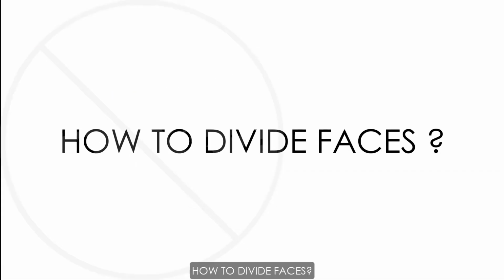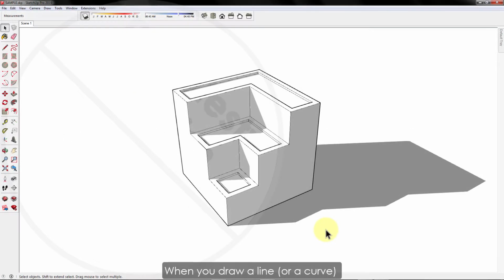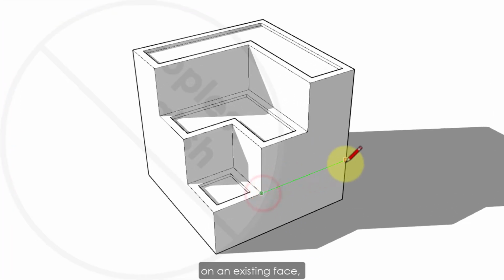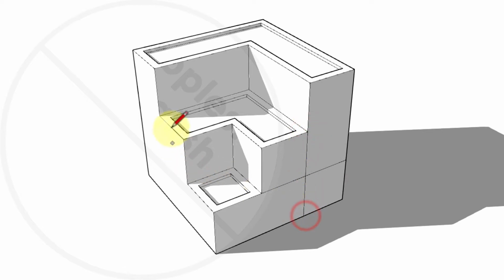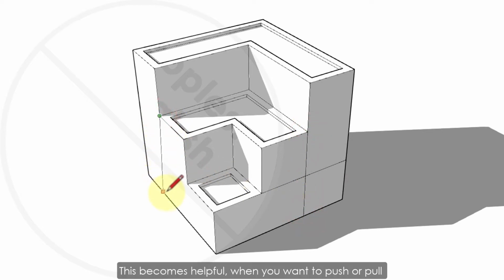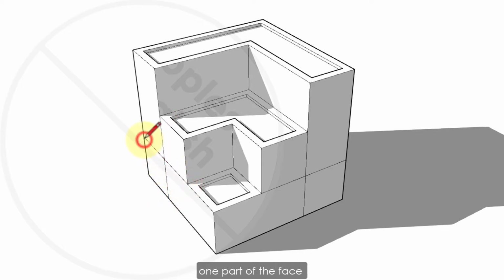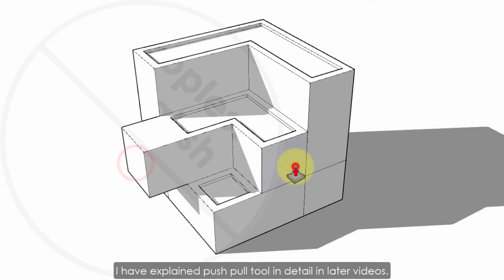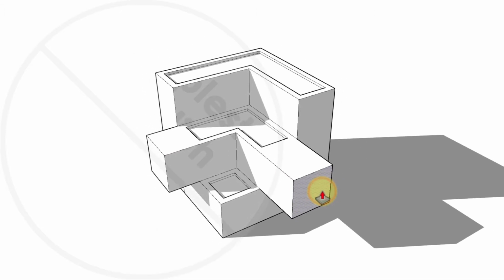So, how to divide faces? When you draw a line or a curve on an existing face, you split the face. This becomes helpful when you want to push or pull one part of the face while the other part stays put, as shown here. I have explained the push-pull tool in detail in later videos.